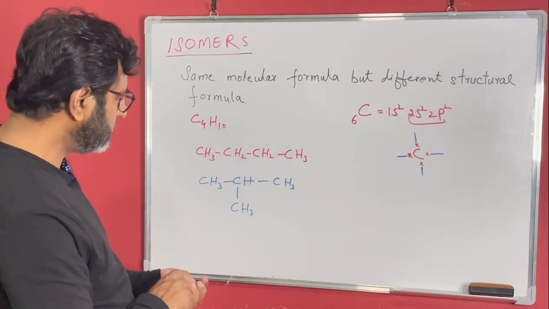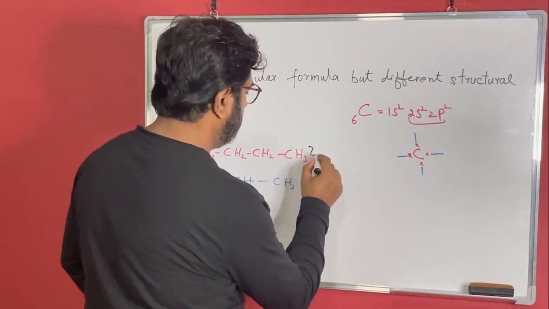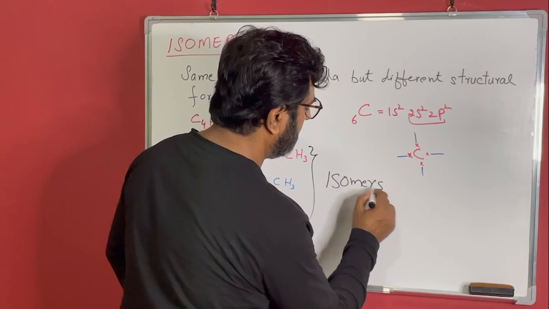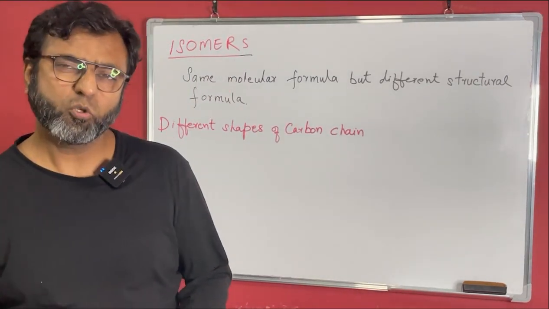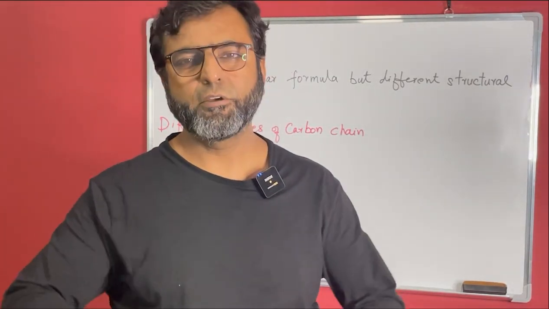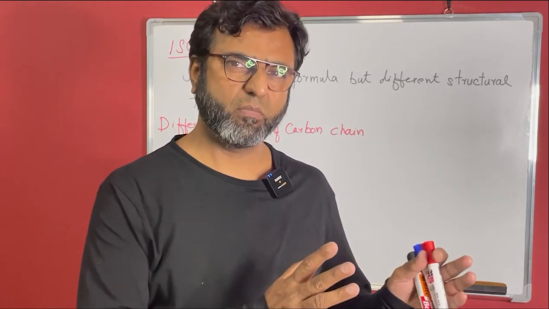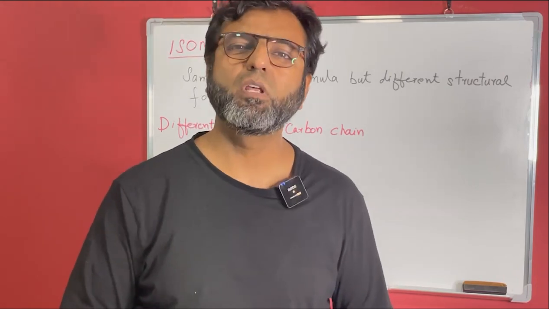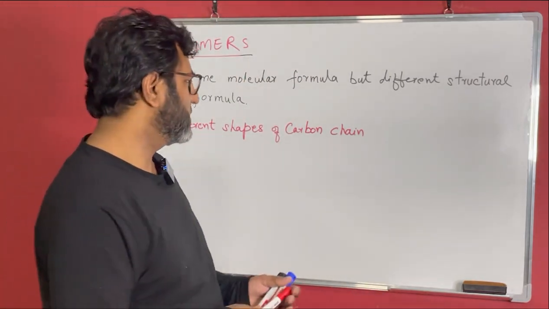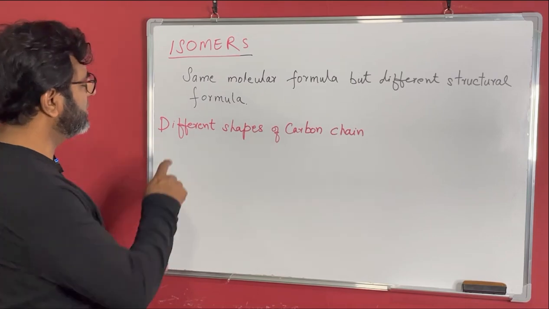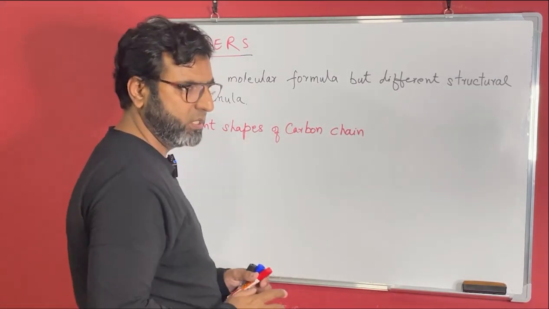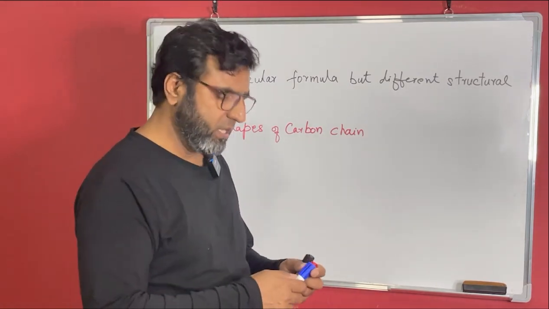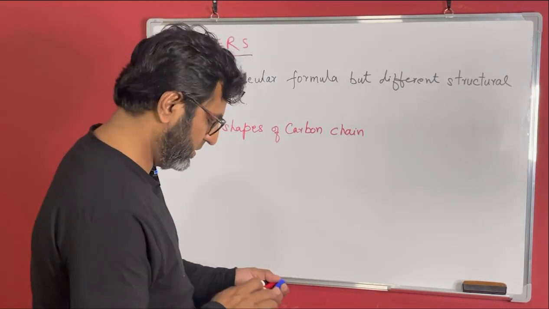That's why they are called isomers of each other. They are isomers. So isomers can form in different ways, having the same molecular formula, but the structure can form in a couple of different ways. So we'll see what those ways are. First of all is different shapes of carbon chain. I just gave you an example of C4H10. Let me give you another example.